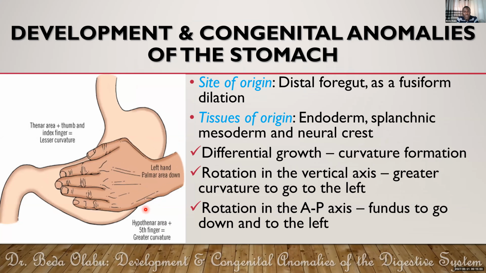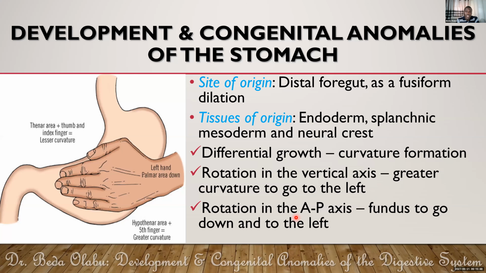Let's make a summary of how the stomach develops. So I've told you that the site of origin is the distal part of the foregut as a dilatation. The tissues of origin: endoderm gives you epithelial lining and glands, splanchnic mesoderm gives you smooth muscle and connective tissue elements, while neural crest gives you the enteric nerve plexus in the wall of the stomach. In terms of sequence of development, the difference in growth rate between the anterior and posterior border leads to curvature formation. Greater curvature is posterior. Then the stomach rotates in the vertical axis, so the greater curvature goes to the left. This is 90 degrees rotation.